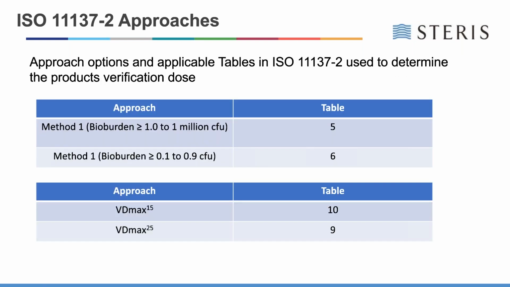The ISO 11137-2 approaches. In this table, we can see the tables that are listed for determining your product verification dose. And in the case of method 1, our SAL doses are additionally in those tables. It's also important to note that in method 1, there are two different tables, one to cover the low bioburden range below 1 CFU.